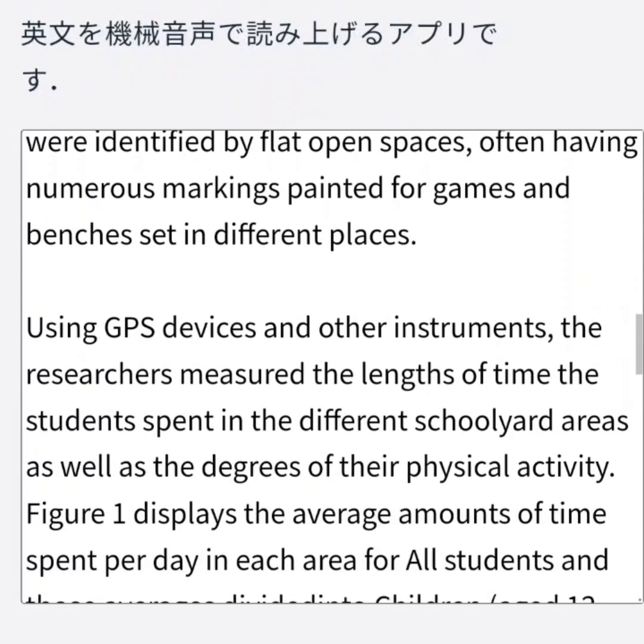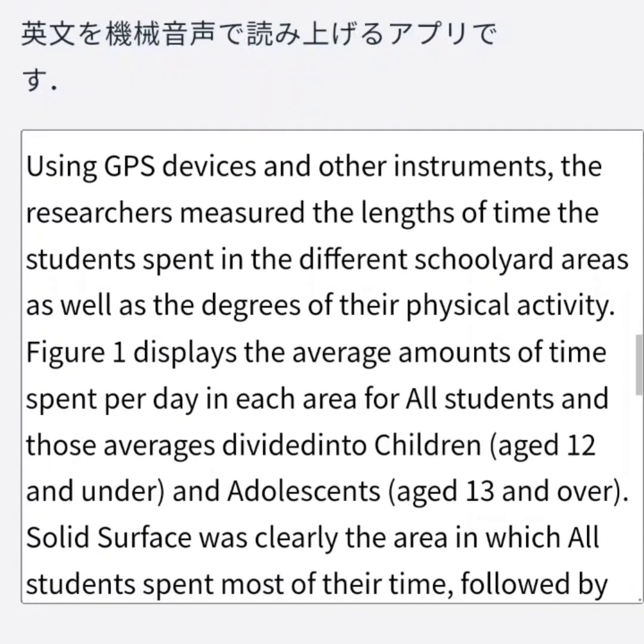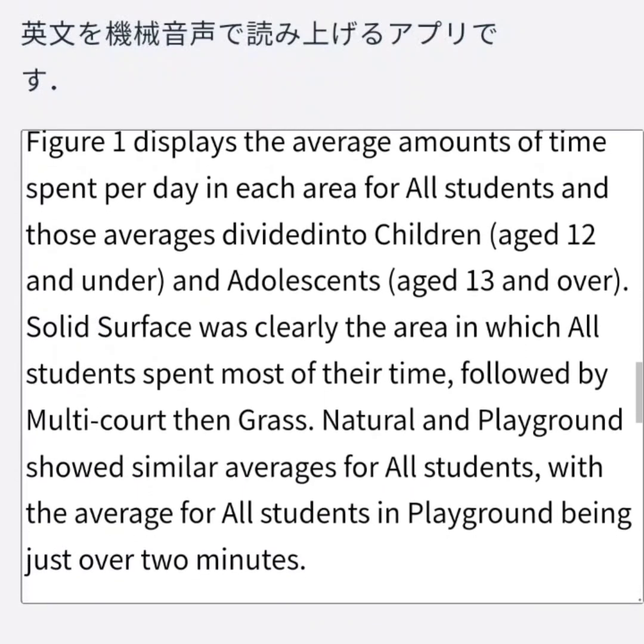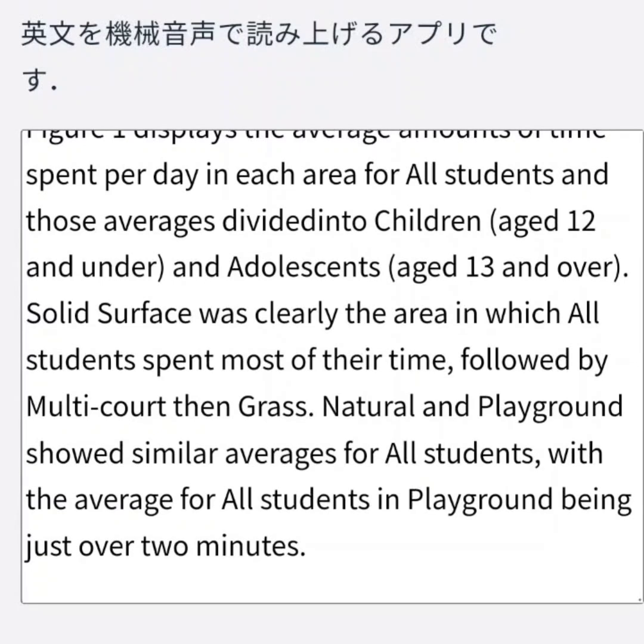Using GPS devices and other instruments, the researchers measured the lengths of time the students spent in the different schoolyard areas as well as the degrees of their physical activity. Figure 1 displays the average amounts of time spent per day in each area for all students and those averages divided into children aged 12 and under and adolescents aged 13 and over. Solid surface was clearly the area in which all students spent most of their time, followed by multi-court then grass.